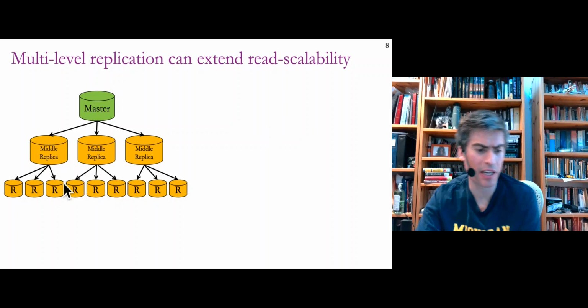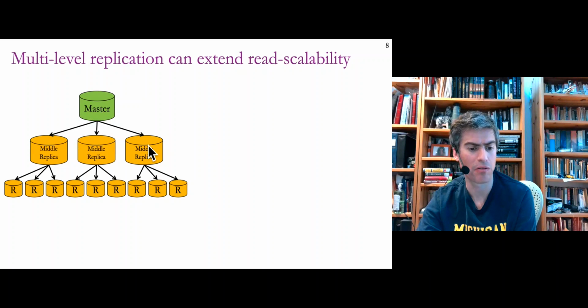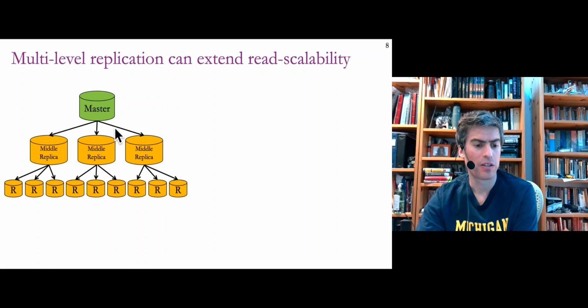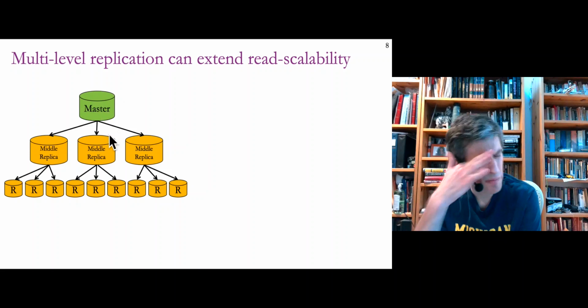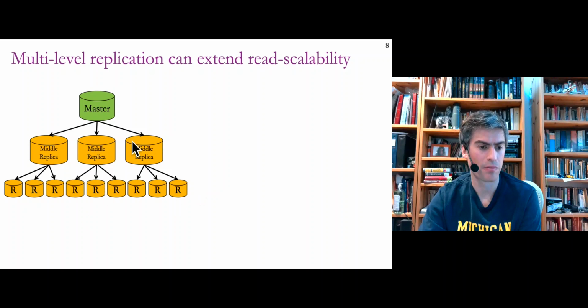Just because what I was saying in the last slide is that you cannot have an arbitrary number of replicas connected to one master node, but you can introduce multiple levels. And that allows you to get an even greater number of replicas.